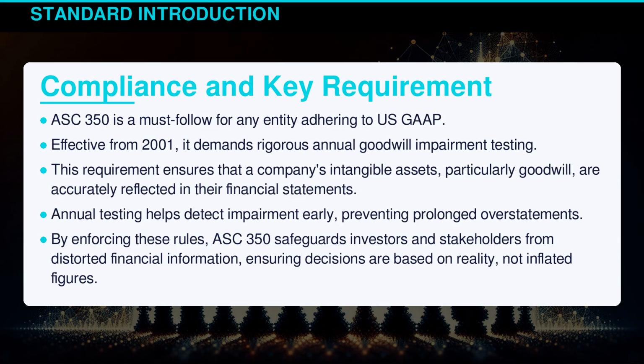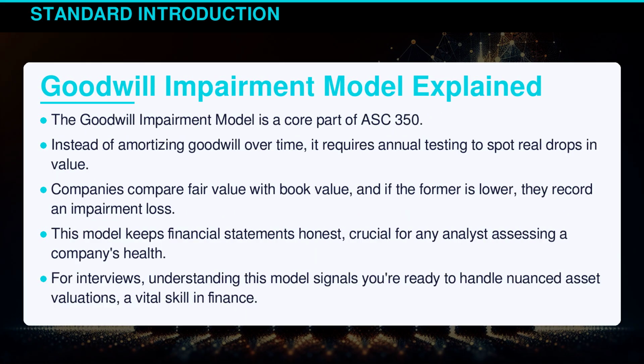ASC 350 is a must-follow for any entity adhering to US generally accepted accounting principles. Effective from 2001, it demands rigorous annual goodwill impairment testing. This requirement ensures that a company's intangible assets, particularly goodwill, are accurately reflected in their financial statements. Annual testing helps detect impairment early, preventing prolonged overstatements. By enforcing these rules, ASC 350 safeguards investors and stakeholders from distorted financial information, ensuring decisions are based on reality, not inflated figures.